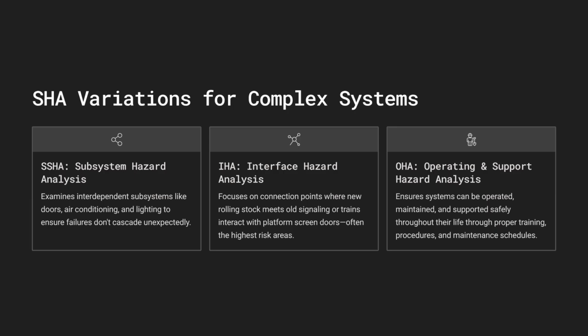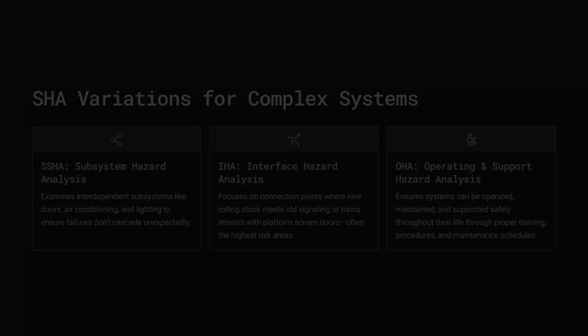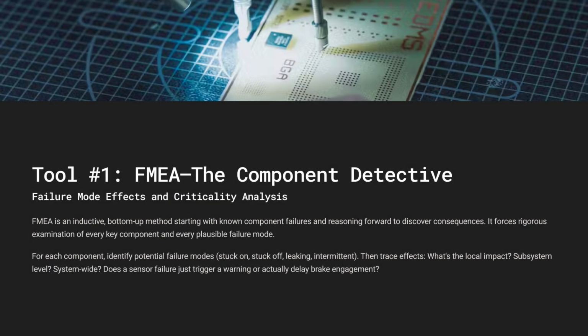Right. We've got the framework mapped out, PHA setting the stage, SHA getting into the weeds. Now let's zoom in on the actual tools engineers use within that framework. First up, FMECA, the component detective. Ah, yes, FMECA. Failure mode, effects, and criticality analysis. It's a cornerstone of reliability engineering, and it's an inductive bottom-up method. Inductive meaning, we start with something known, like a specific component failure, and we reason forward to figure out the unknown consequences. We ask, okay, if this specific relay fails open, what's the immediate effect? What's the effect on the subsystem? And ultimately, what's the effect on the whole train's operation?